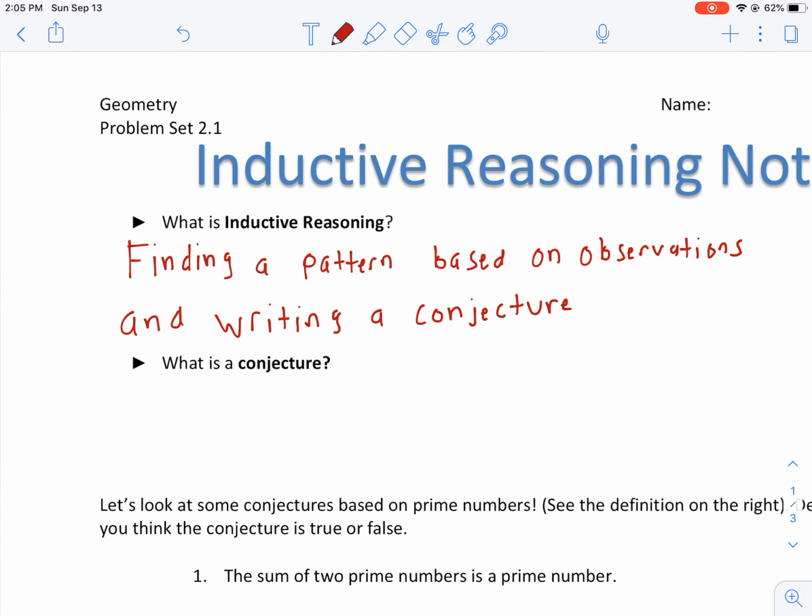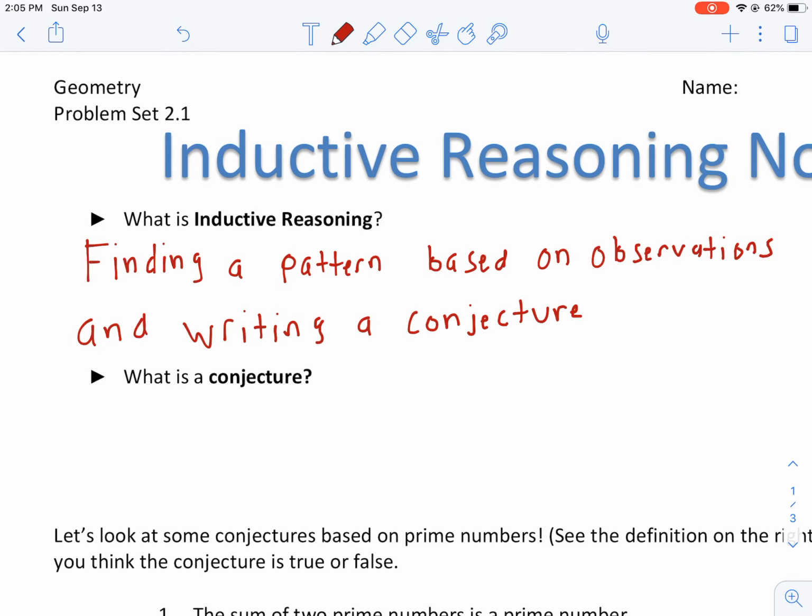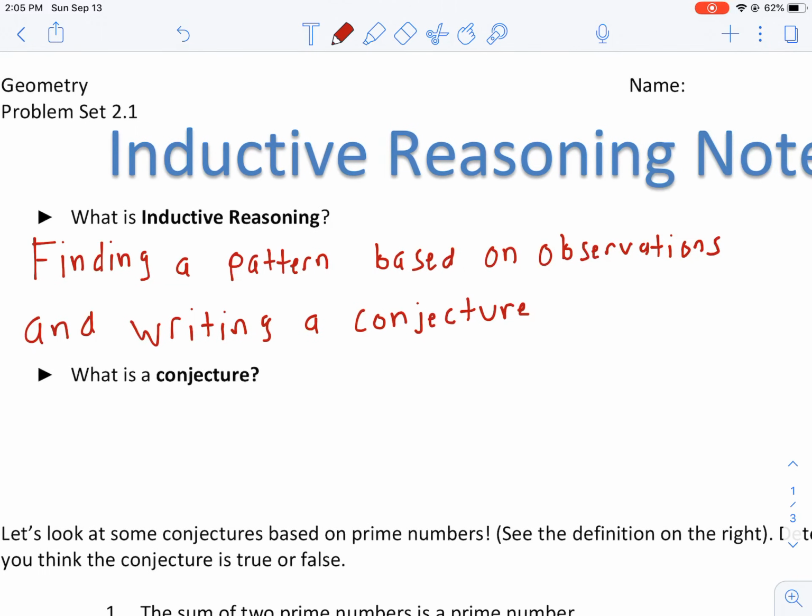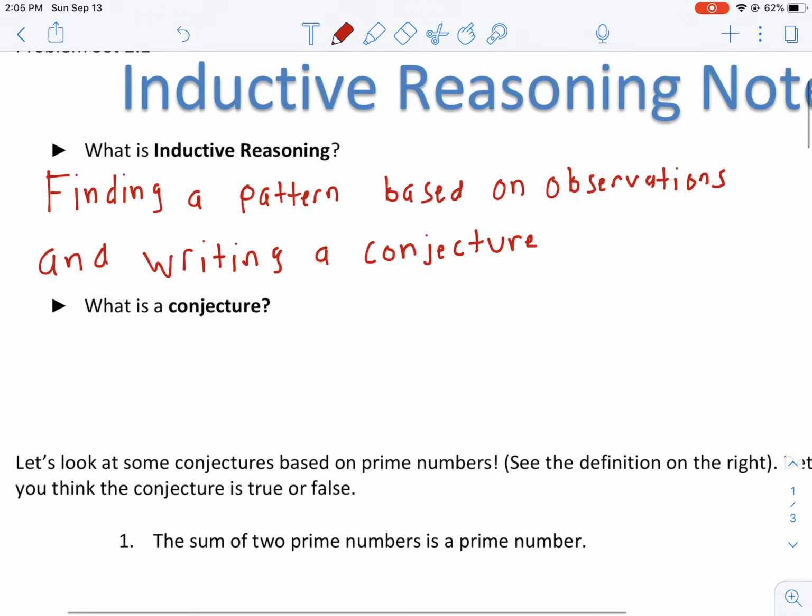So don't ever say, when are we going to use this, all right? Pattern recognition is super important, all right? It's going to help you make decisions in almost any job that you have, right? Finding a pattern and then using that pattern to make predictions is definitely applicable.